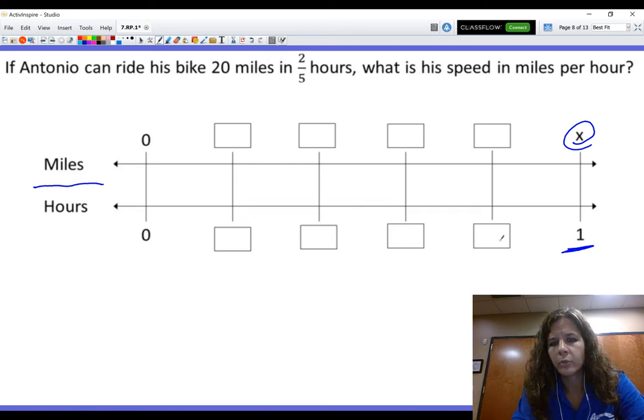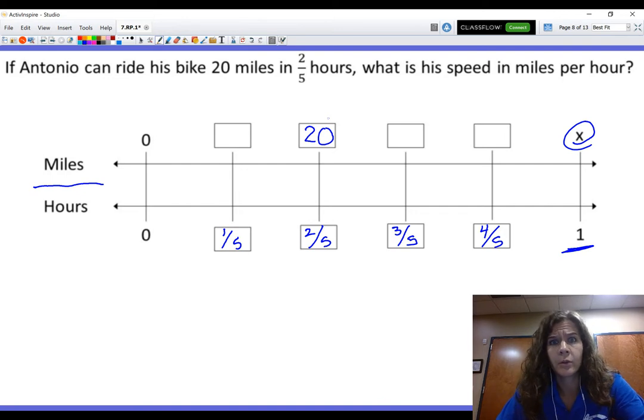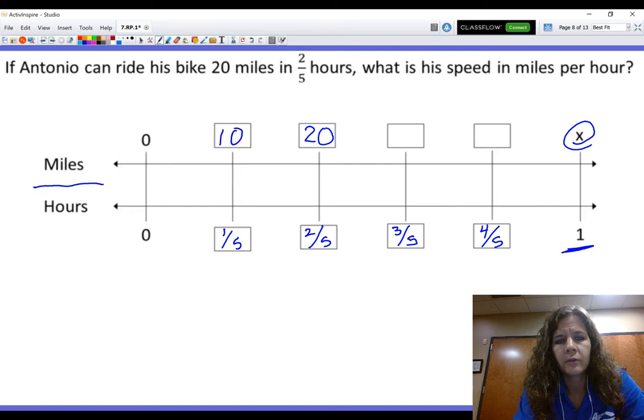So I broke this double number line up into fifths. We have 1/5, 2/5, 3/5, 4/5, and then 1 whole would be 5/5. So at 2/5, he can go 20 miles. Well, now we basically have a ratio table that we just wrote as a double number line. So how do we get from 2/5 to 1/5? We divided by 2, or we took half of it, right? So we take half of the 20, and divide it by 2 to get 10. So that means for every 1/5 of an hour, he rode 10 miles.